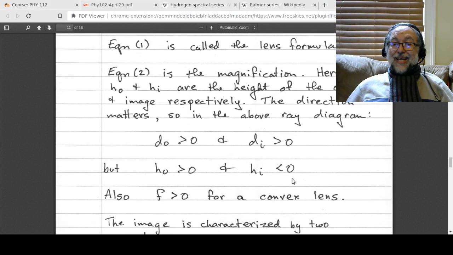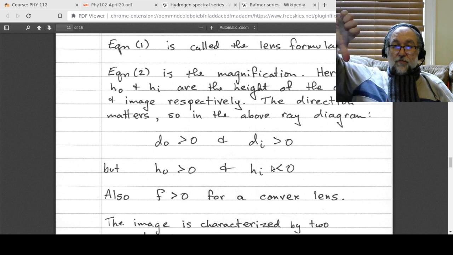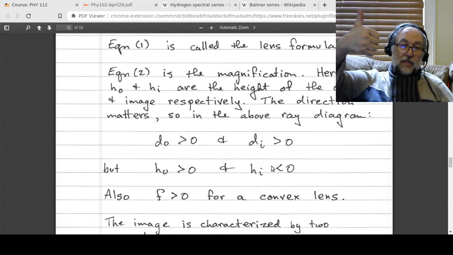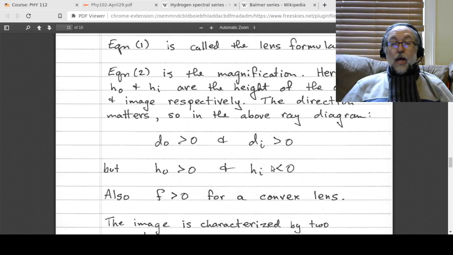And if HI is negative, then the image is inverted. If HI is positive, then it's upright. Okay, so those are the 2 possible orientations. HI is positive, it's upright. HI is negative, it's inverted. Okay, the real and the virtual images, that actually comes out of DI.